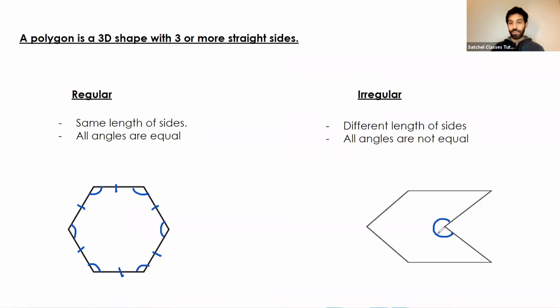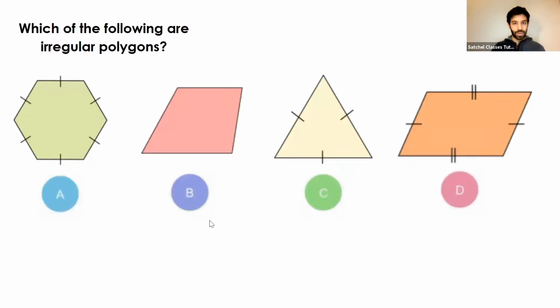So a very obvious one is that this angle is not going to be the same as this angle. So what we have here is an irregular hexagon where not all the length of sides and not all the angles are the same, whereas over here we have a regular hexagon where all the length of sides and all the angles are the same. All right, key fact that we need to remember, and that will help us as we progress through the lesson.